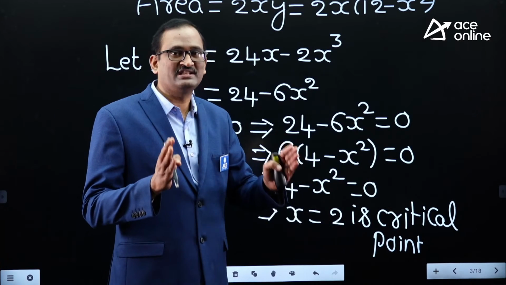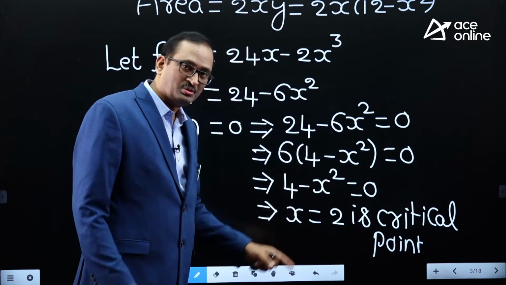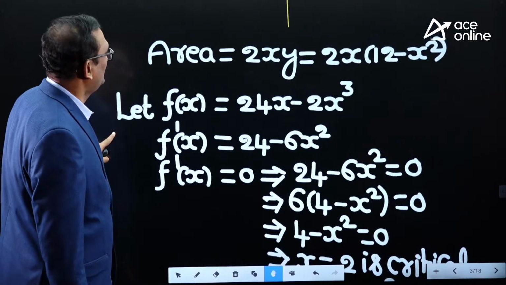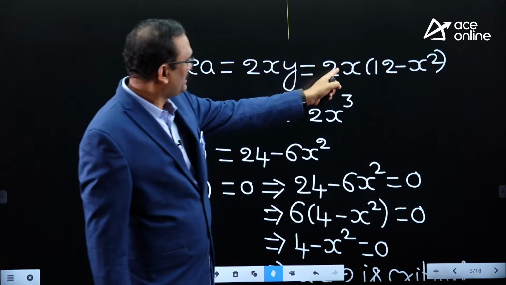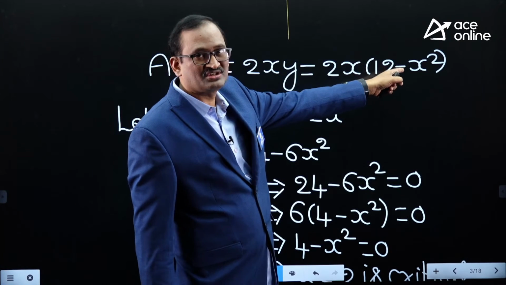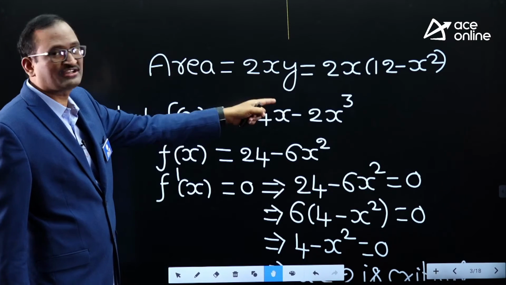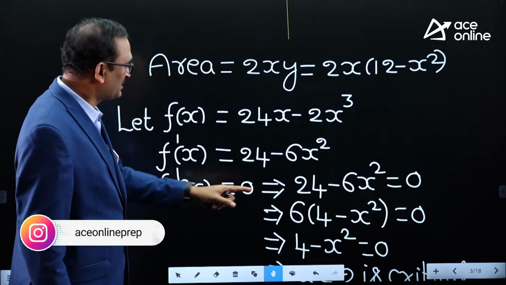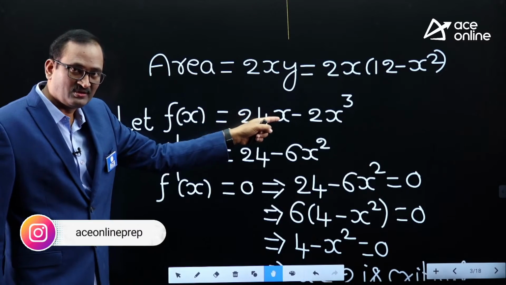To know what the required maximum area is, substitute this x value in the given area. What is the given area? This is the area of the rectangle 2xy, which is also written as 2x into 12 minus x square, which is also written as f of x equal to 24x minus 2x cube. So to get the required maximum, you can substitute x equal to 2 in this function. This is the area of the rectangle only.